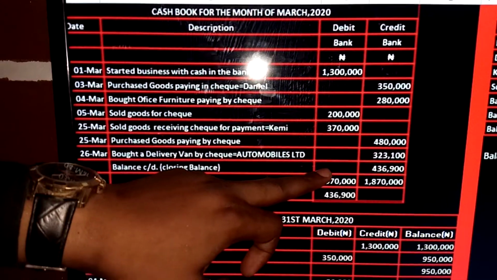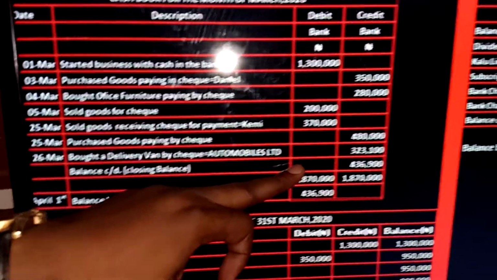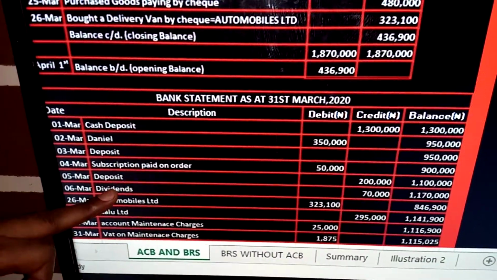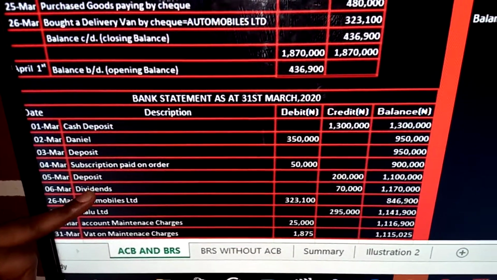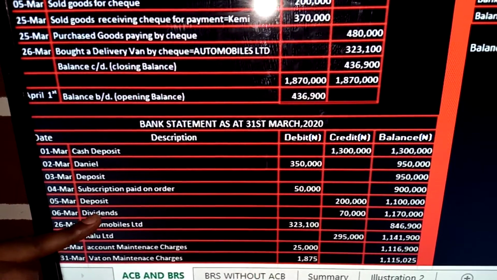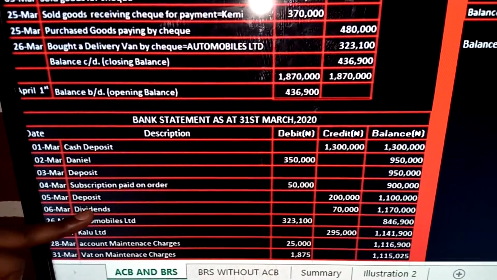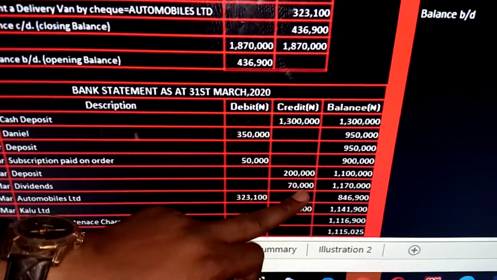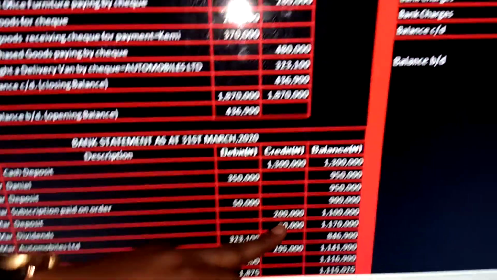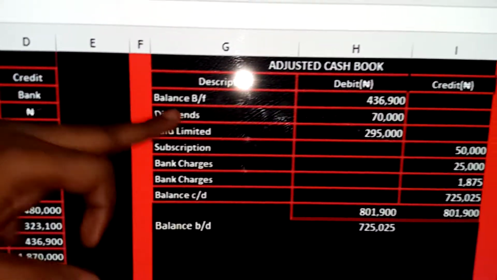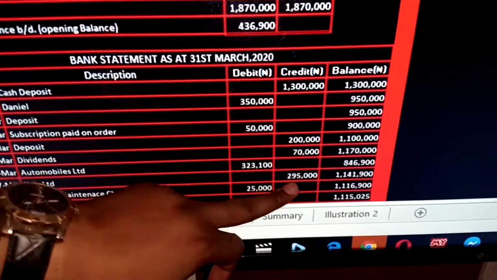The next one is 70,000. Is it in the debit side of the cash book? No. So that can cause a discrepancy, so we adjust the cash book. What's written against the 70,000? Dividends. That's like a direct credit. Maybe the company has shares in some companies that pay dividends directly to the bank. That's the scenario. The problem is that there's a credit item here that is not in the debit side. So we'll pick it and take it to the adjusted cash book debit side. So we have 70,000 here for the dividends. What's the next item here? 295,000.